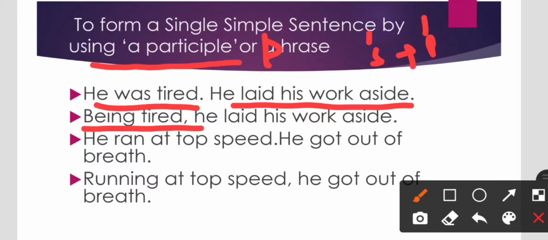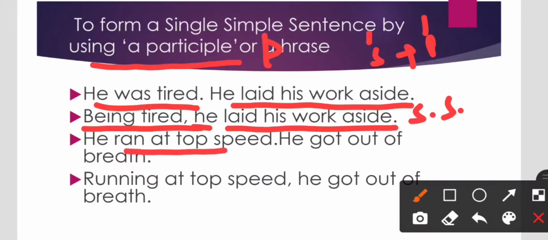As you know, a participle functions as an adjective. It describes a noun or a pronoun. So this is our simple sentence. It has one subject and one predicate. He ran at top speed. He got out of breath. So we will convert it into a participle phrase. Running at top speed, comma, he got out of breath. So in that way, we can frame a simple sentence by using a participle phrase.